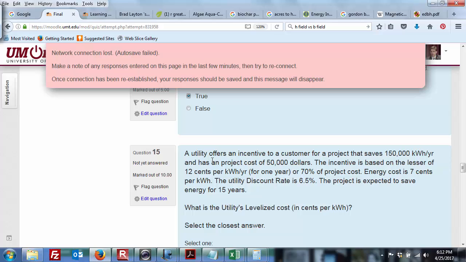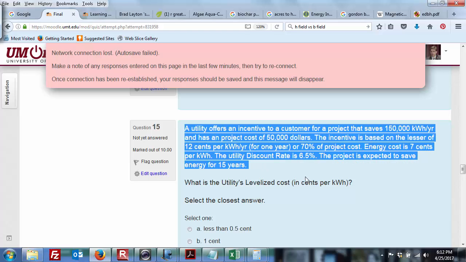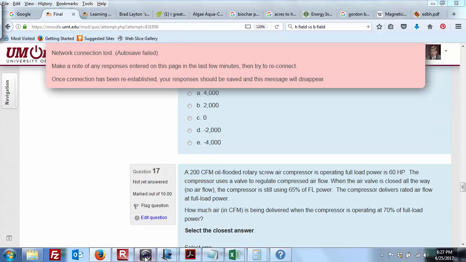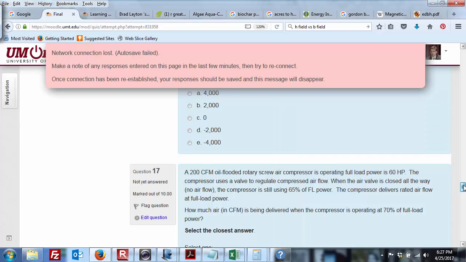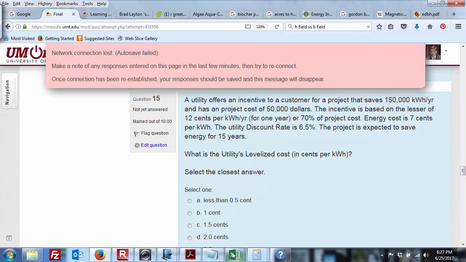Utility offers incentive for a customer for a project that saves 150,000 kilowatt hours per year and has a project cost. Let's just see if we can bust this out really quick. Copy that. Pause this.